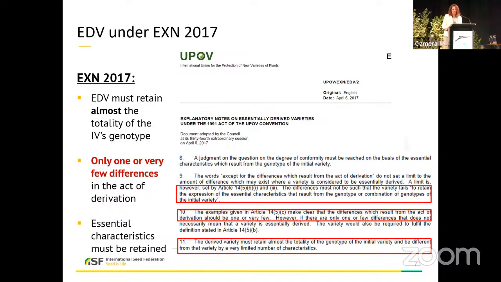So the first thing was almost the totality of the genotype of the initial variety. What do you mean by almost? You cannot say it's a percentage, 100%, 99%, 80%. It's definitely open to interpretation. The second one is only one or very few differences in the active derivation, by different modification in regards to the initial variety. And the third one is essential characteristic must be retained. And this is a matter of interpretation: what is derived, what do the differences mean, and then finally what conformity is expected.